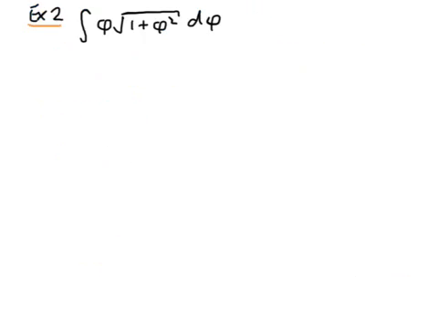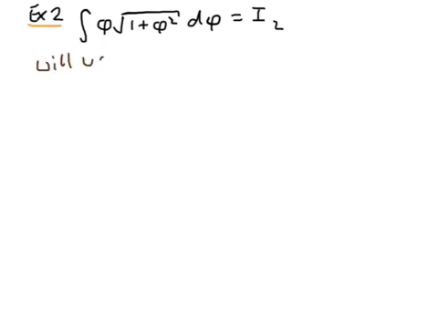So in this exercise, this integral here, which I'm going to call I2, in this integral what we have is phi multiplied by the square root of 1 plus phi squared, and this factor here is the term that looks difficult. However, again we recognize that what we have here is the derivative of the argument of the square root up to an overall number.